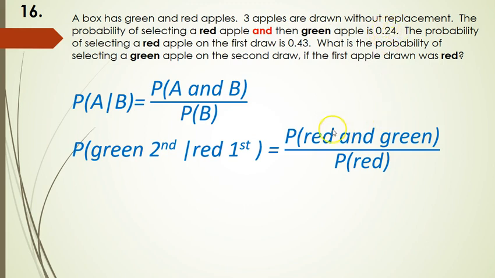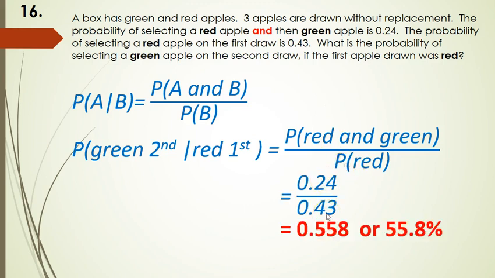It's 0.24. And then what was the probability that it was a red on the first draw, right? So that's 0.43. So we're going to divide the 0.24 by the 0.43, and that gives us 0.558 or 55.8%.